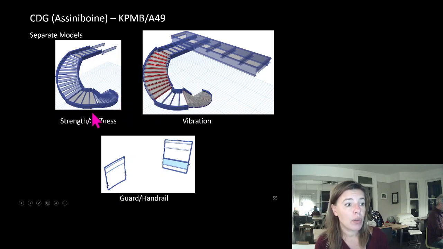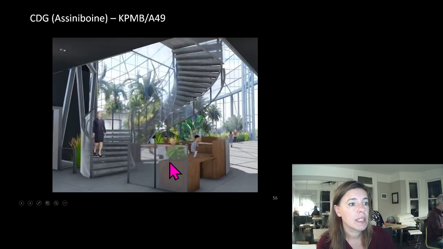So I needed a model for strength and stiffness. I needed my model for vibration where I get to put in some of the things that might not be in there for strength. And then we had the guard and handrail analysis as well.